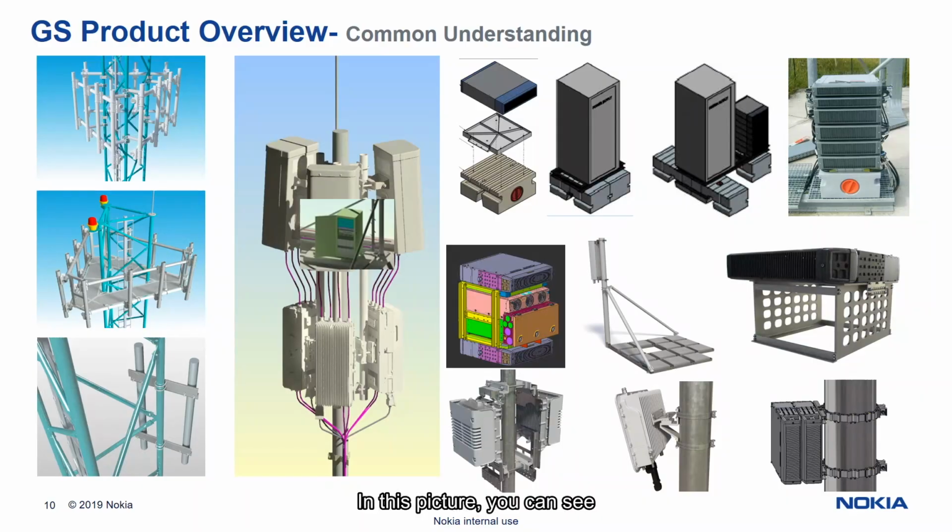In this picture, you can see the examples of the Nokia Site Solution portfolio. On the left-hand side, you can see antenna structures in the towers and in the poles. Then, on the right-hand side, you can see different types of plinths for the outer cabinets for the Flexi modules. And at the bottom, you can see the elements fixing the radios and the base station modules to the towers and poles. These are all included in the Nokia portfolio.